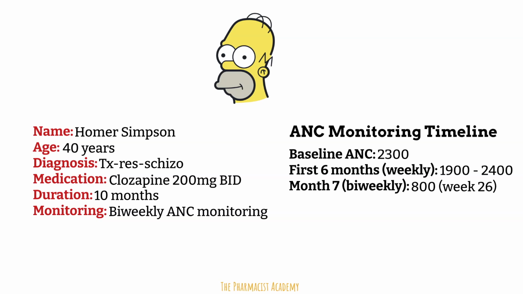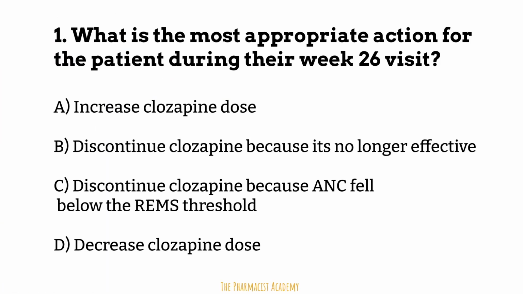So patient's baseline ANC was 2300, which is appropriate. For the first 6 months, they did weekly monitoring, and it ranged from 1900 to 2400. In month 7, patient was on bi-weekly monitoring, and on week 26 the ANC level was 800. So based off this patient case, we will answer some questions. First, what is the most appropriate action for the patient during their week 26 visit?